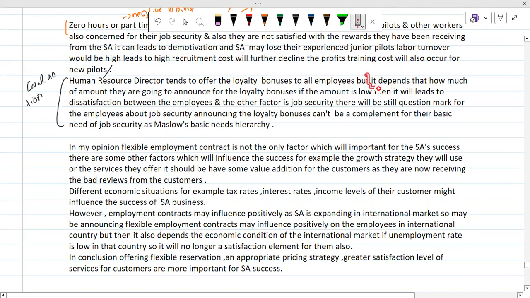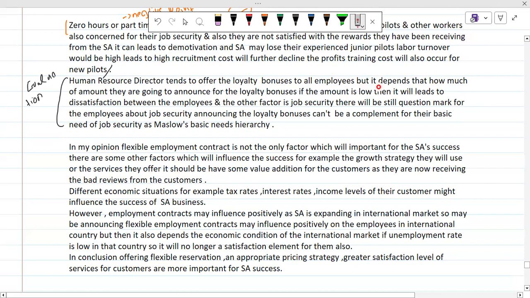In the previous class, I was discussing the evaluation point: whenever you are writing any evaluation point, one way is to write the significance, which we discussed in our first point. And in our previous class, I was saying to you that you can also evaluate the factors which will affect the SA's growth.